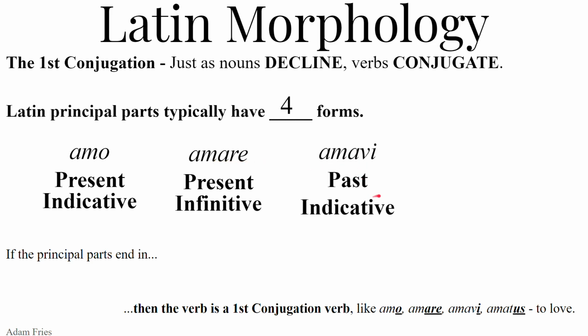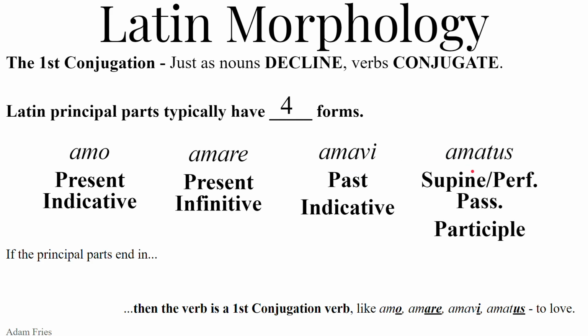Amavi, past indicative. In Latin, we call this the perfect indicative. And then the fourth principal part, amatus, the supine or the perfect passive participle. More on those guys later. We're going to be making use of the first 2 principal parts in this lesson. So check these out. Amo, amare, amavi, amatus.